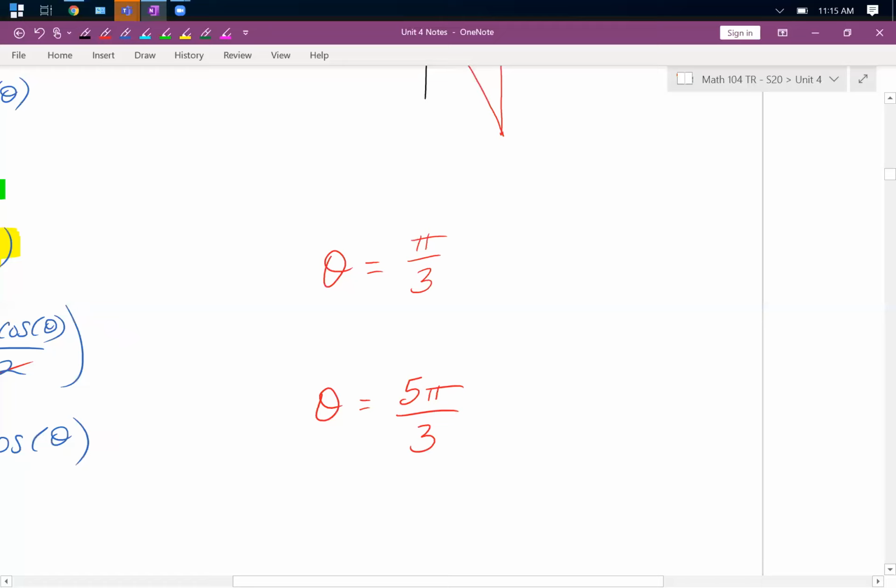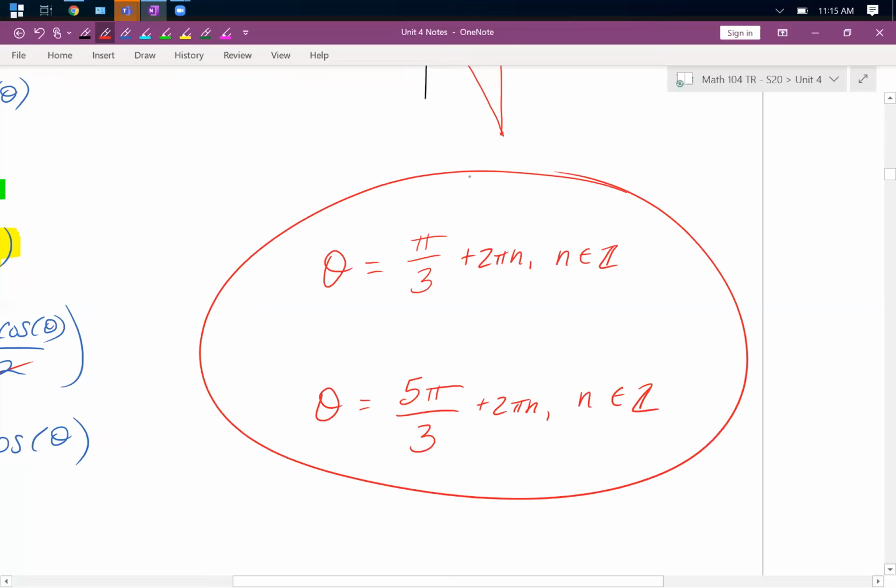But since it wants all solutions, once we get these, now we just have to write our plus 2 pi n, where n is an integer for each of these. And I promise on the next test, you'll definitely have ones where you need to give me all solutions like this.